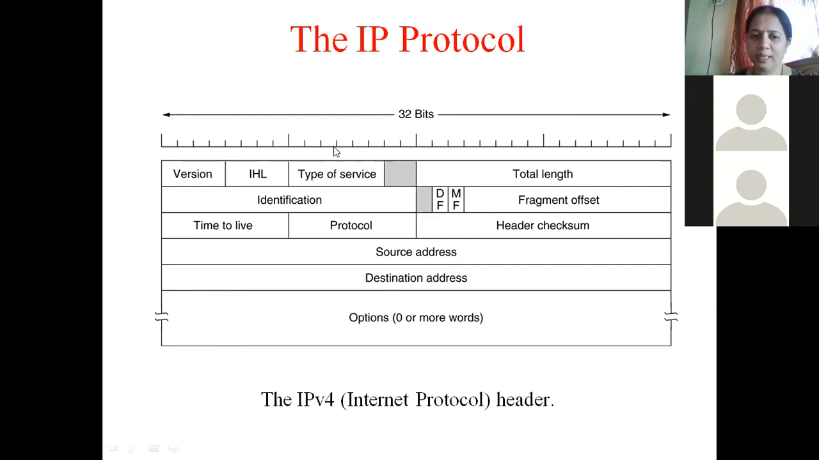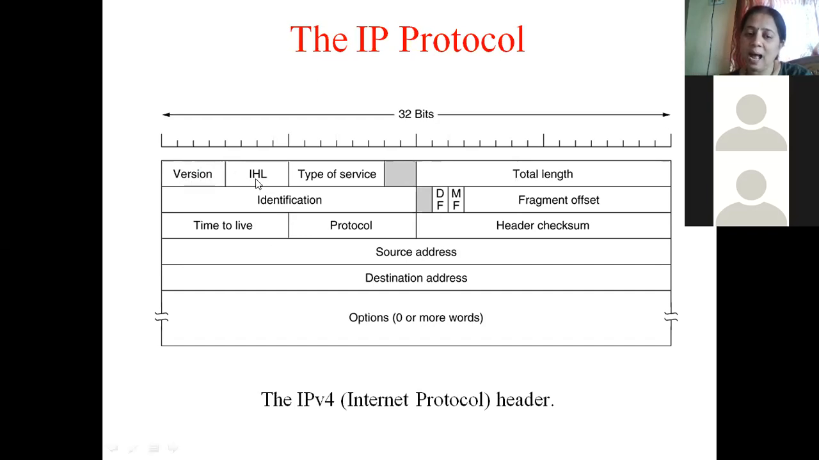Now what is this 20 bytes? In the first row, you all can see the first field, which is of 4 bits. The first field is only of 4 bits, and that is called the version field. It indicates the IP version that we are using. This particular header is called the IP version 4 header. So that version 4 is indicated in the first field, called the version field. 4 bits are used to indicate the version.